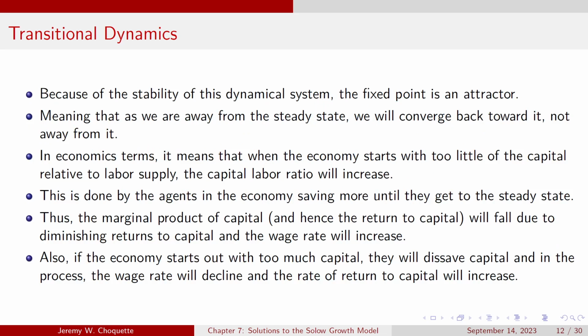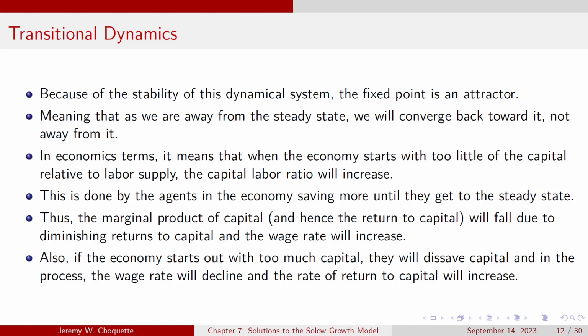Because of the stability of this dynamical system, the fixed point is what's known as an attractor, which means if we move away from the steady state and we try to iterate forward, period 1, period 2, period 3, period 4, if we solve it out, we end up converging back towards it, not away from it. In economics terms, it means that when the economy starts with too little capital relative to labor supply, the capital-labor ratio increases.